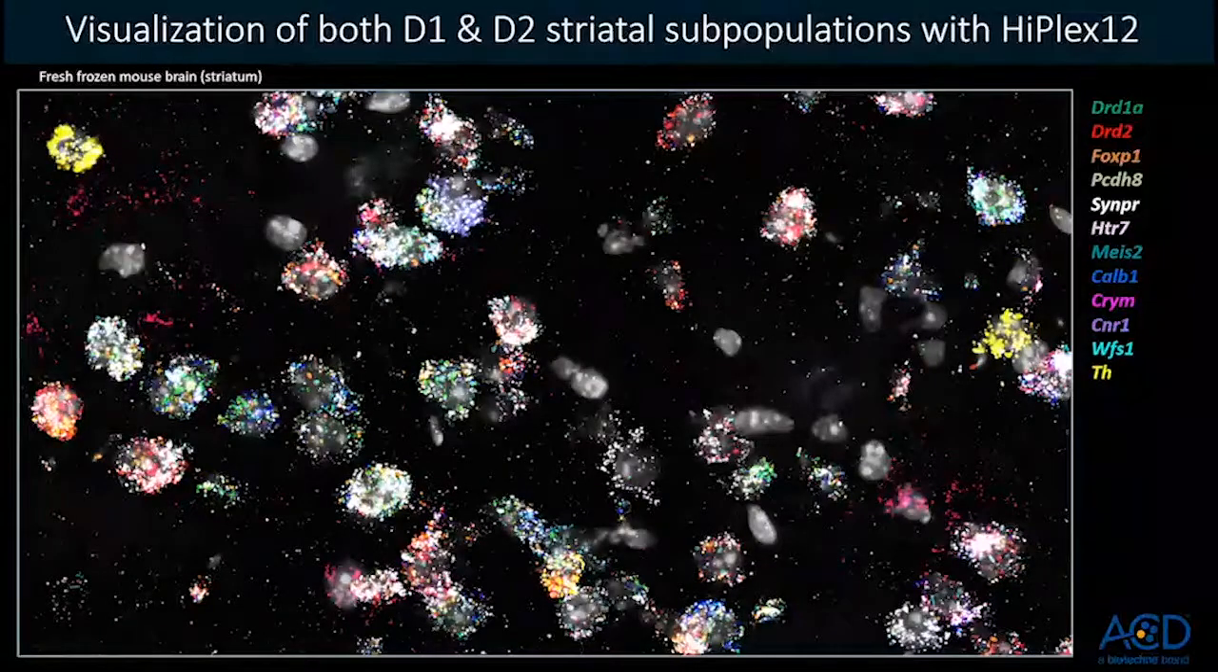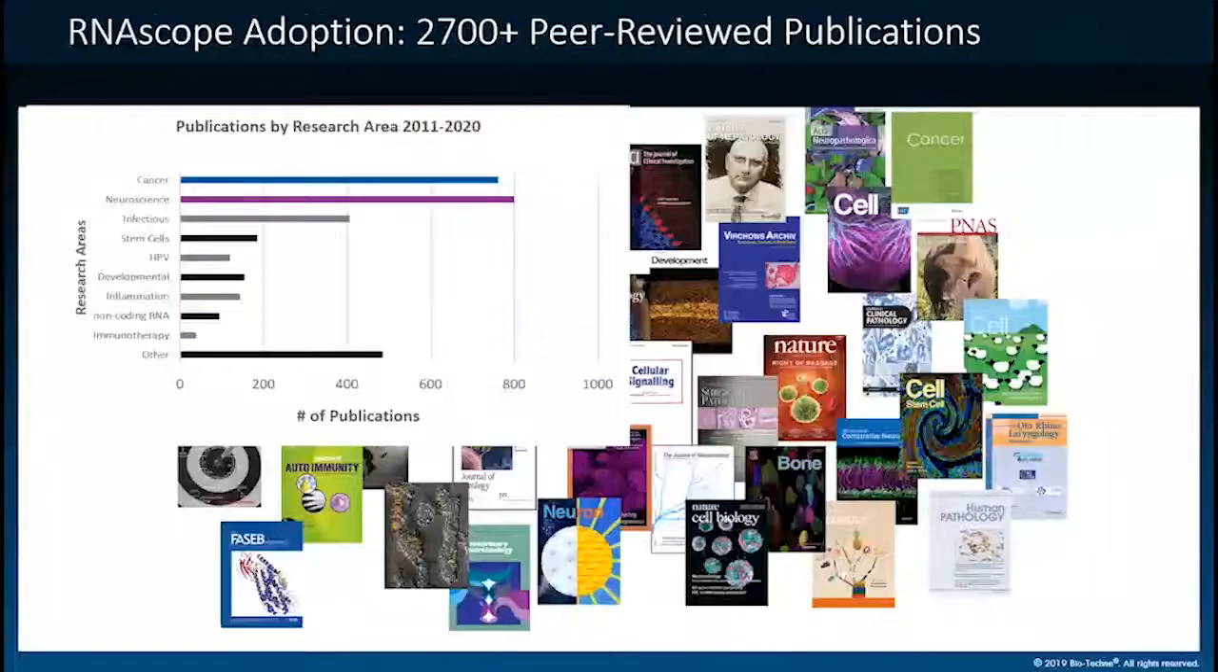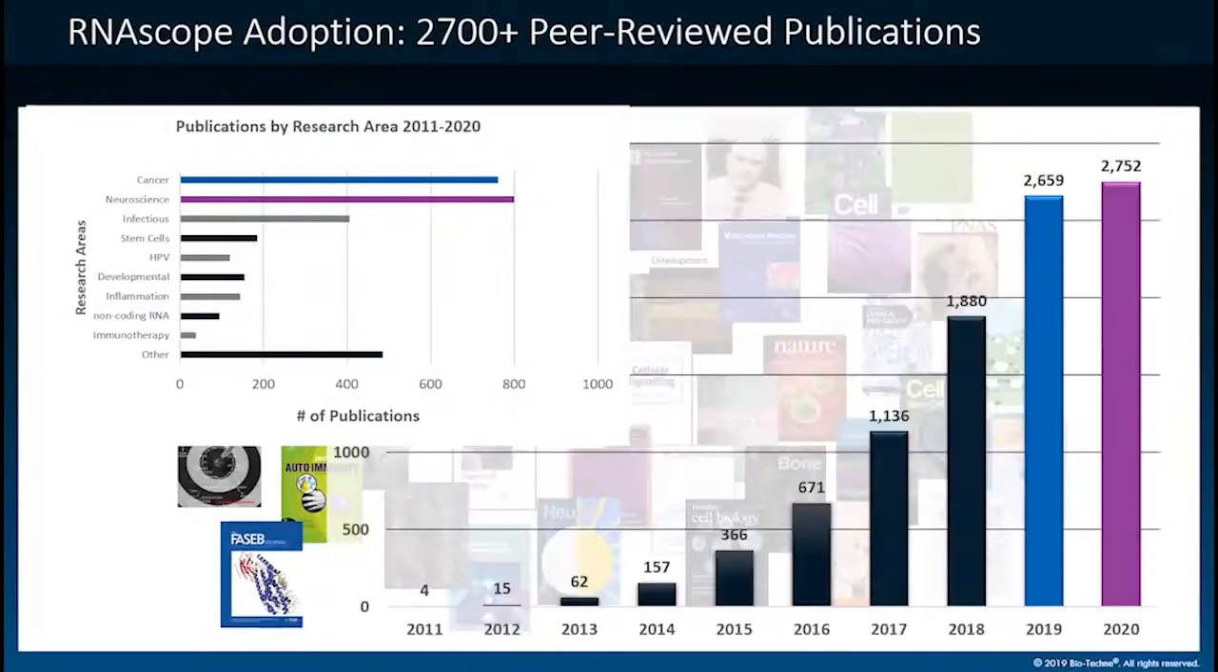This is a still image from the previous video, which shows simultaneous detection of both the D1 and the D2 striatal MSNs. But when you look at this image, you think, there are so many dots. How do I understand this? How do I deconvolute this data? And that's where the HiPlex image registration comes in.